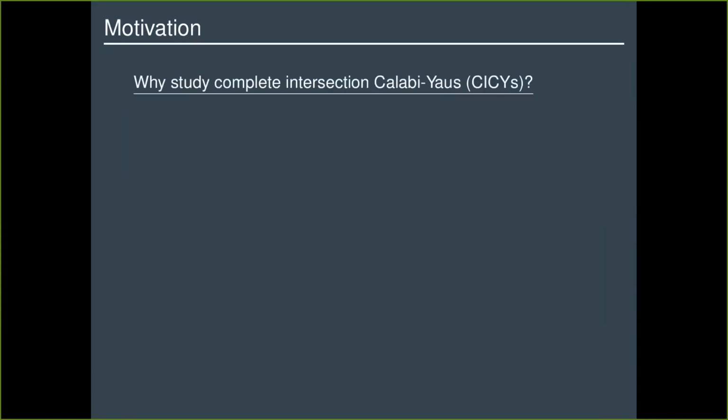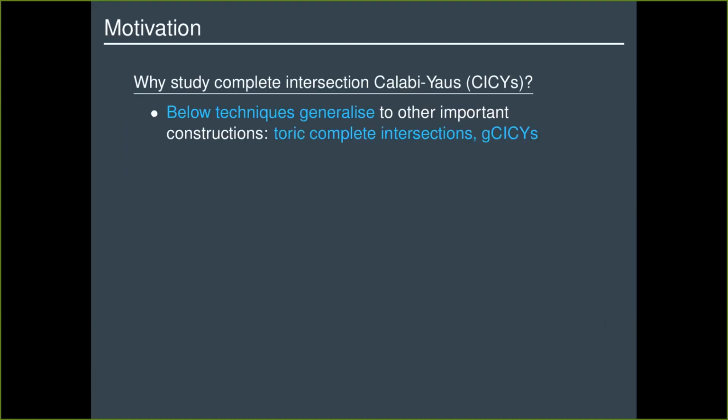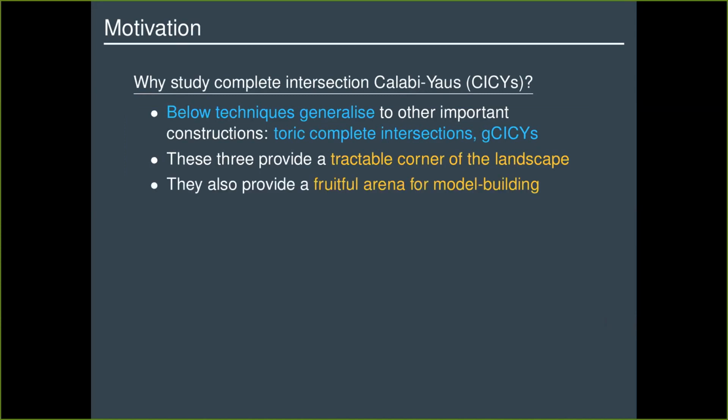So I'm going to be talking about complete intersection Calabi-Yaus in particular, and they're a particularly simple example, but the techniques below will also generalize to other common or important constructions like toric complete intersections, generalized complete intersection Calabi-Yaus. Together, these three sets of manifolds provide quite a tractable corner of the landscape, and they're also quite a fruitful arena for model building. So good reasons to focus on these kinds of manifolds.